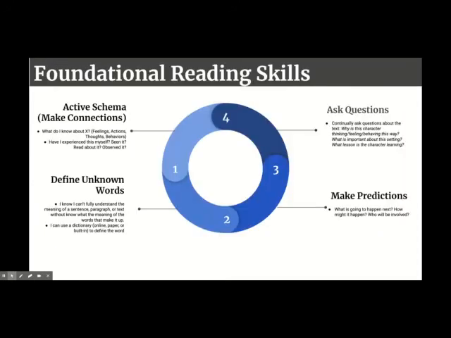Foundational reading skills can happen in a cycle like this, but you can start anywhere in the cycle and continue to activate schema, define unknown words, make predictions, and ask questions.